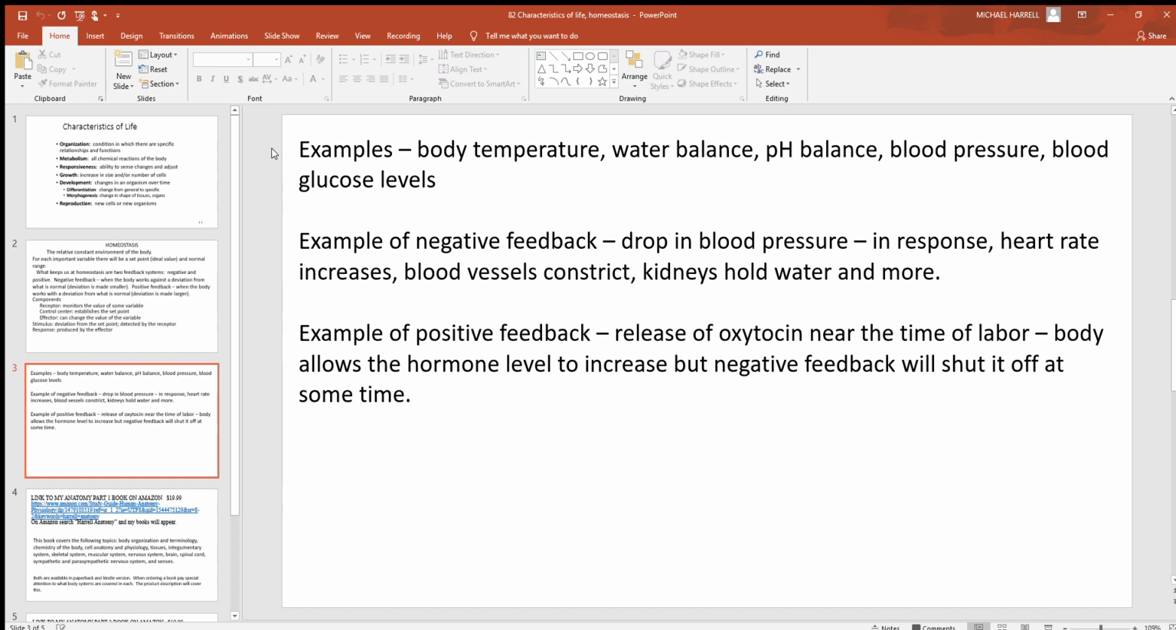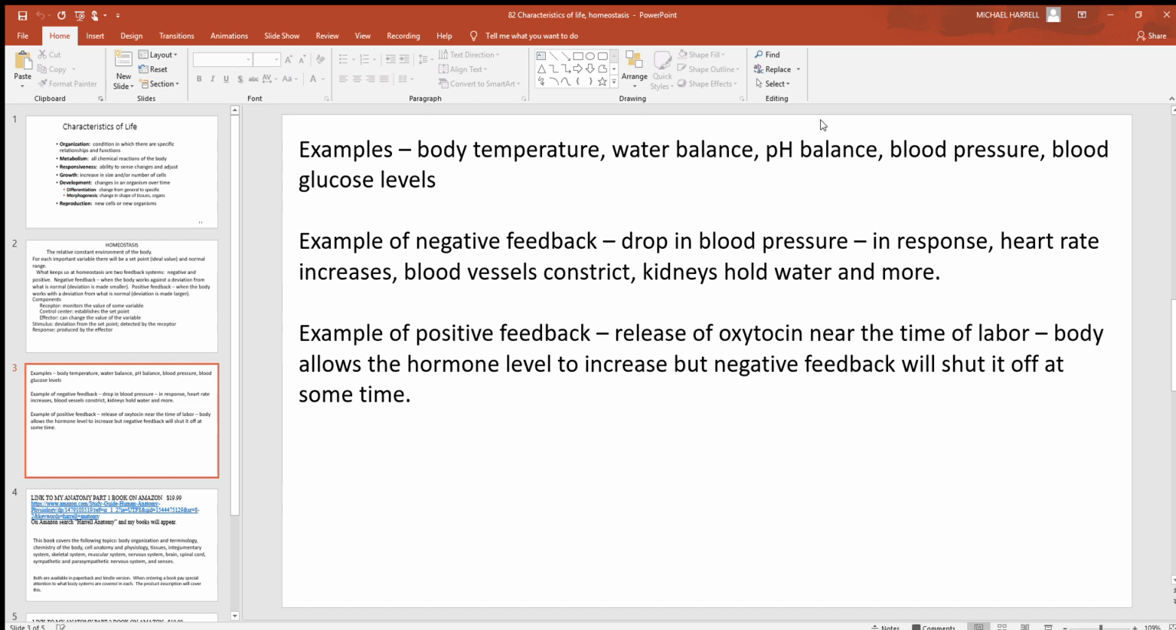Water balance. If you get low on water, brain tells you you're thirsty. Again, that's going against the deviation. If you get too much water in you, kidneys get rid of the excess. Again, going against the deviation. pH balance is all about how much hydrogen ion is in you. This has a lot to do with protein function and structure. And of all these variables of homeostasis, your body temperature and your pH balance are the two most important ones. They're going to keep the proteins in your cells just the right structure, and that's going to allow them to perform whatever function that may be.